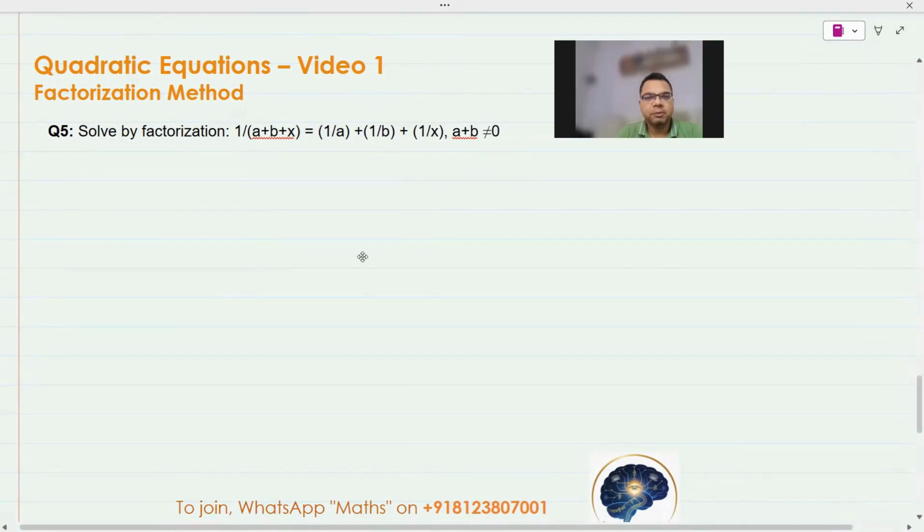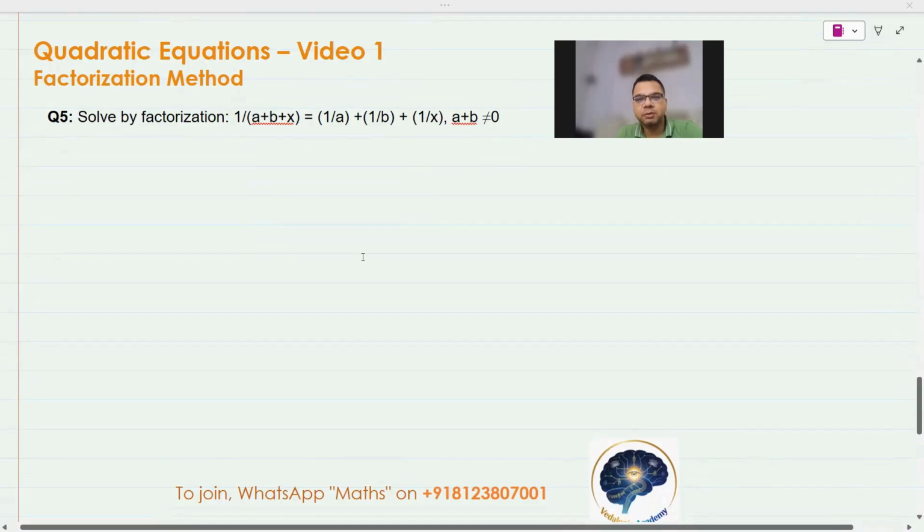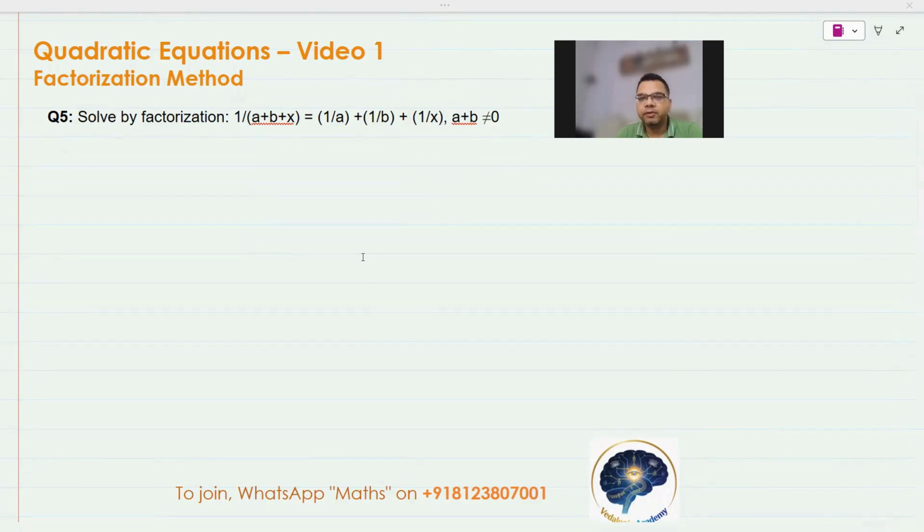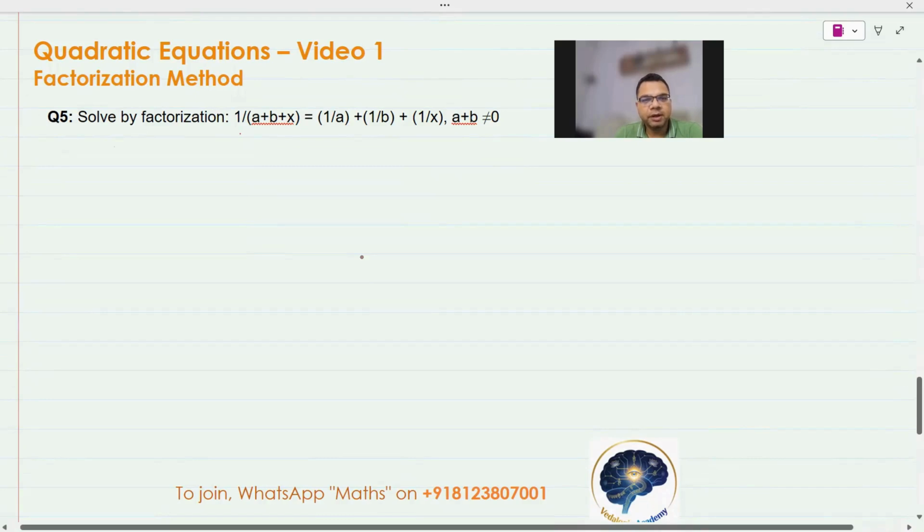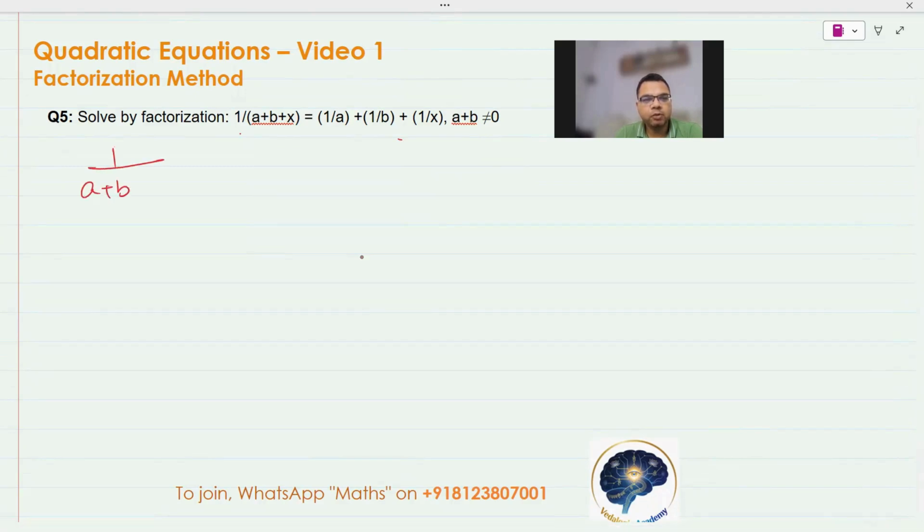So here 1 upon a plus b plus x equals 1 upon a plus 1 upon b plus 1 upon x, where a plus b is not 0. What we are going to do is, we have one term here and three terms on the left and right hand side. I'm going to move one of the terms to the left hand side. Let's say I move 1 upon a. So it becomes 1 upon b plus 1 upon x, right? And now let's try to solve it normally.